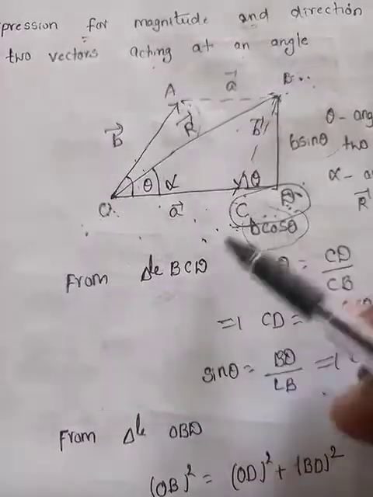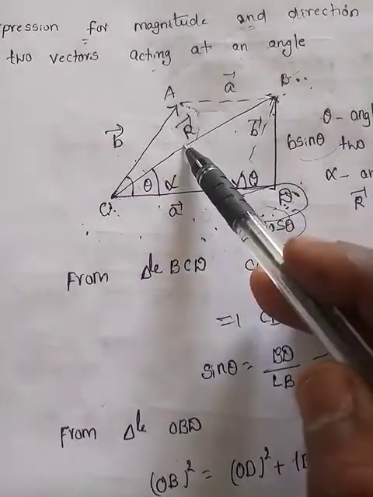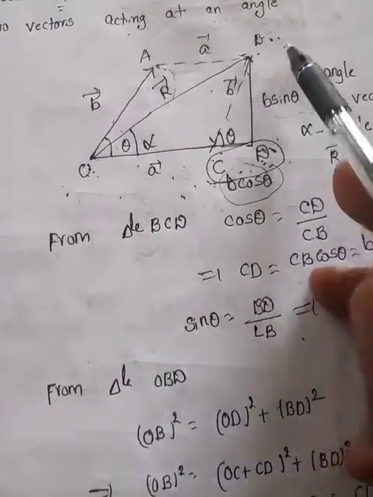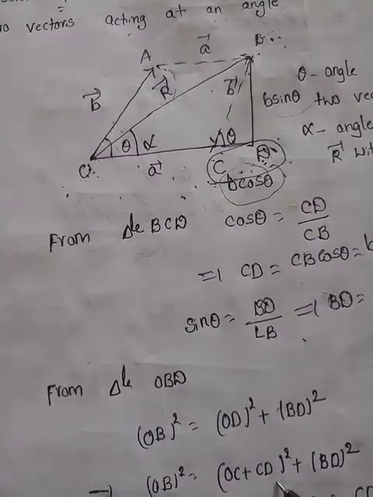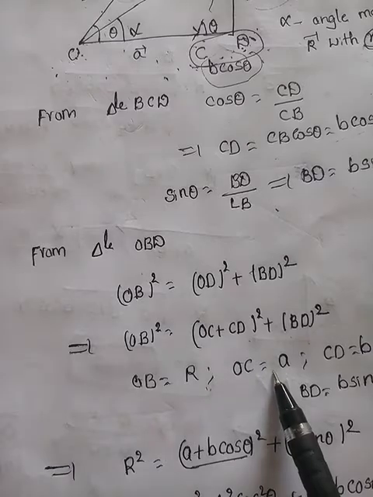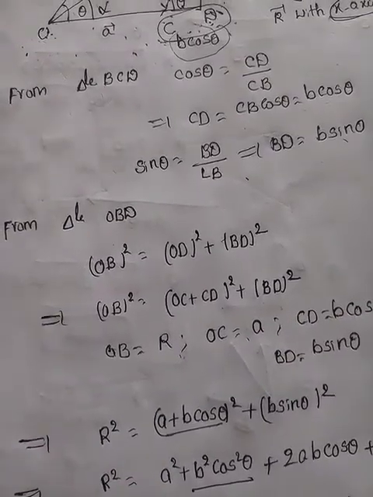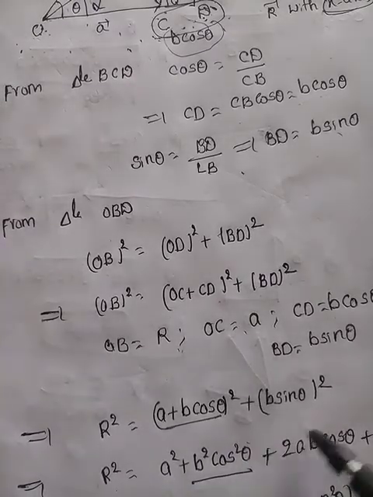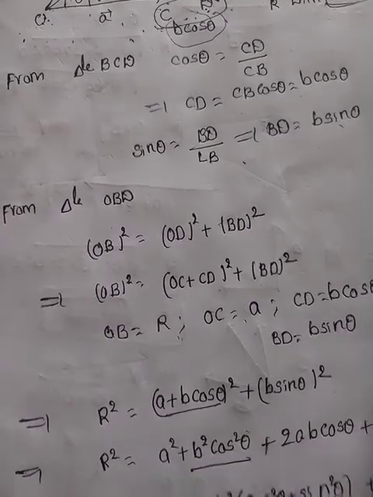Now, from the OBD triangle, hypotenuse square is equal to side square plus side square. So, OB square equals OD square plus BD square. Again, OD is what? OC plus CD. So, OB is equal to R, OC equals A, CD is equal to B cos theta, BD is equal to B sin theta. Substitute the values. R square is equal to (A plus B cos theta) whole square plus (B sin theta) whole square. This is in the form of what? (A plus B) whole square.